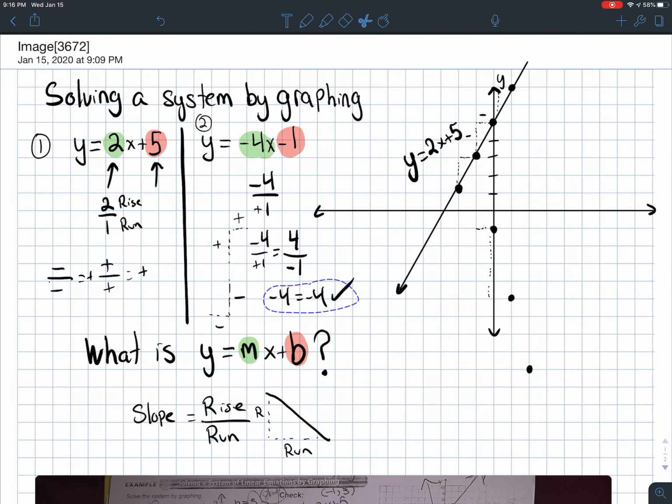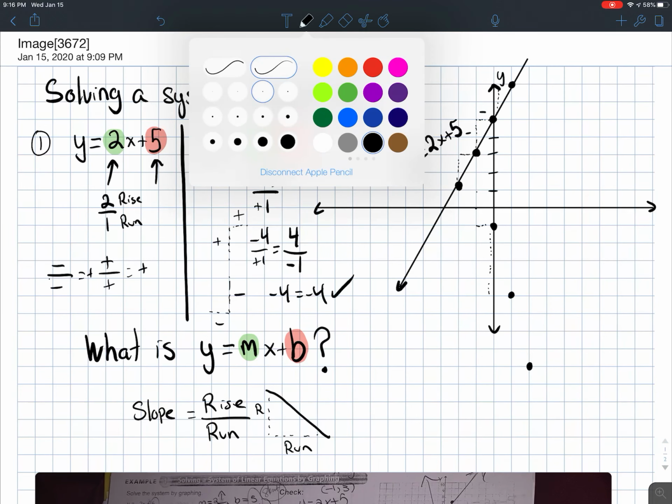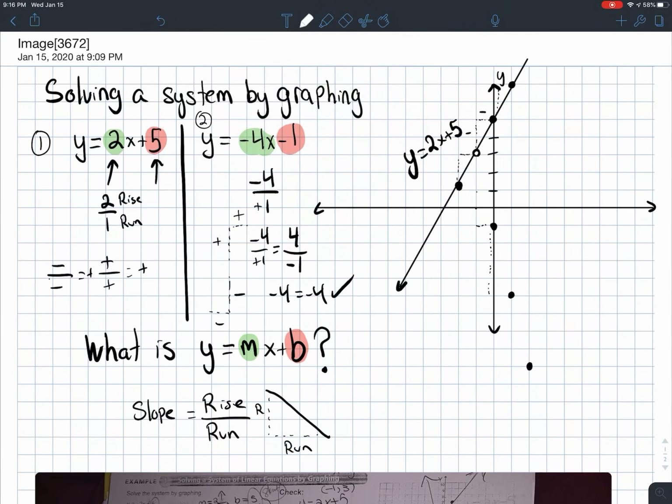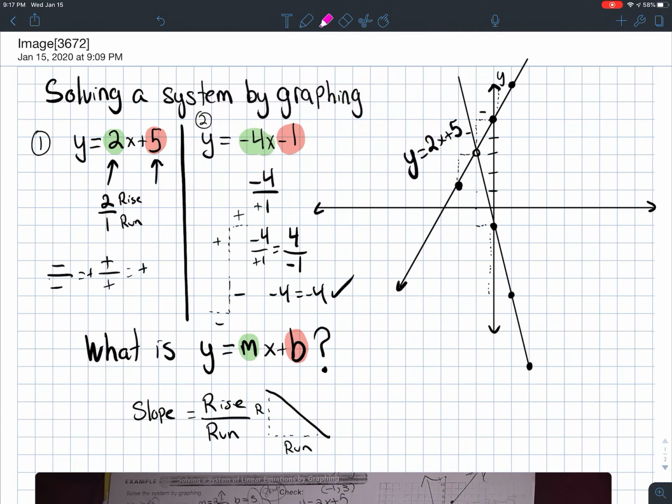So what I'm going to do is go the other direction, as I mentioned. I'm going to run negative 1, and I'm going to rise 4. 1, 2, 3, 4, and we're going to hit this point over here, and it's the same exact point. So that's where my line is going to end up going, and it's going to cross through that one point, and we've now graphed where these two are going to intersect. So this point in pink, this is where the two are going to intersect, and we have found our solution.